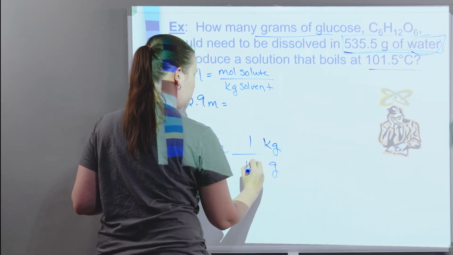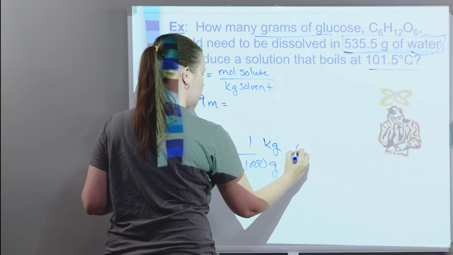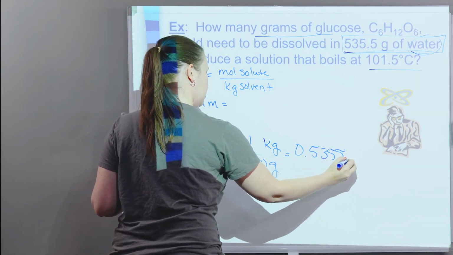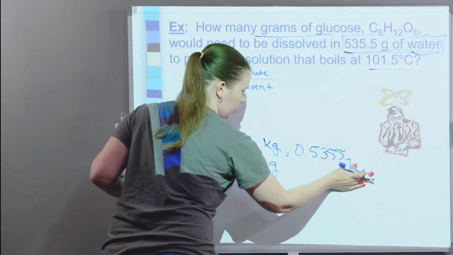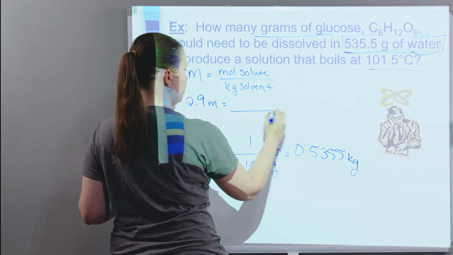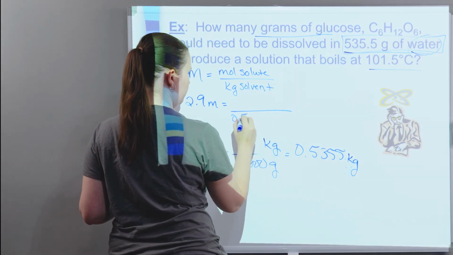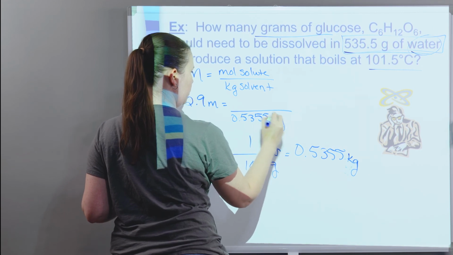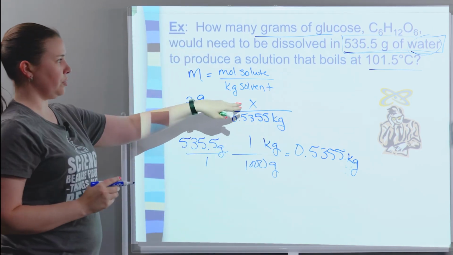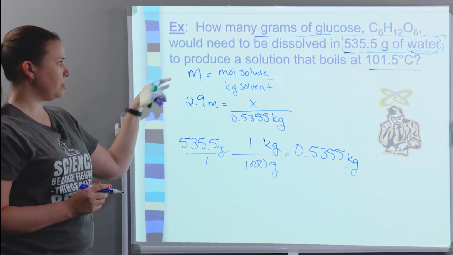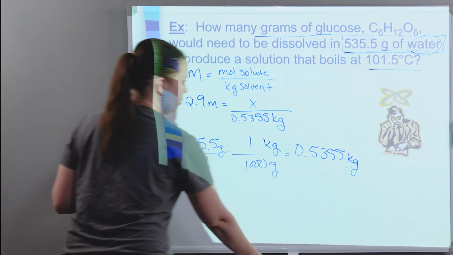We know 1 kilogram is equal to 1,000 grams. So essentially I'm moving my decimal back 3 places. Kilogram, that was the whole point. So if I plug that into the bottom, this 0.5355 kilogram, when I solve for the number on the top, it will automatically be in moles of solute due to the definition of molality.